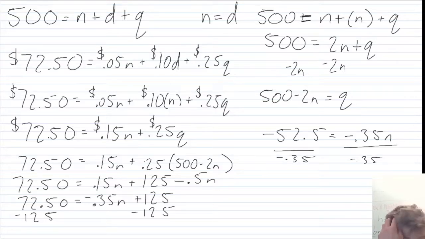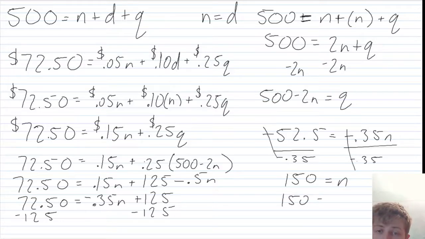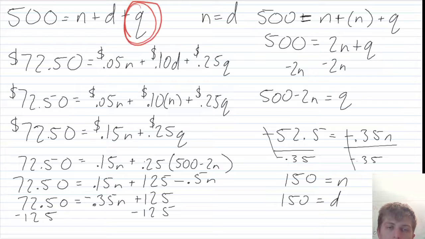Use your calculator if you want again, and you'll find that the number of nickels equals, those negatives cancel, 150. So we have 150 nickels. That also means we have 150 dimes because of our sentence up here. And if we have 150 nickels and 150 dimes, that's 300 total. How many are left over for the quarters?